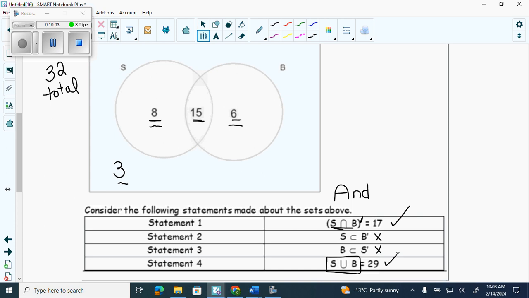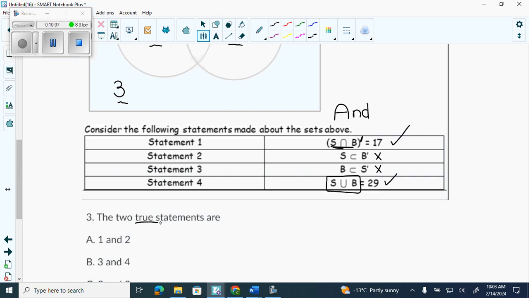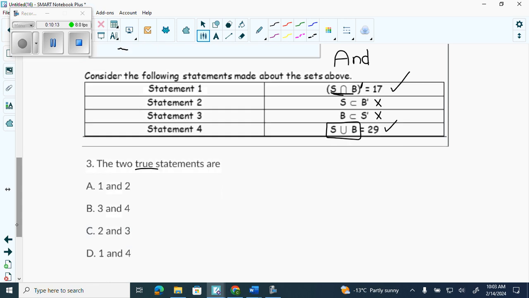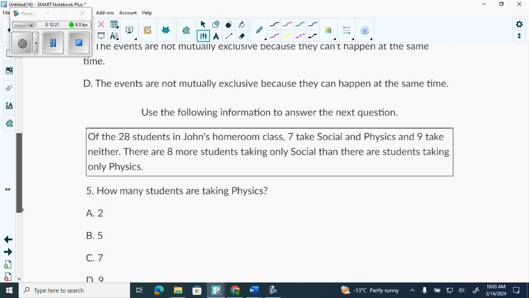So which ones are true? 1 and 4. And you have to watch: if it said false, it would have to be bolded. True does not need to be bolded. Okay, so it's 1 and 4, which is D. Then I told you to skip 4. Yeah, told you to skip 4. Go on to 5.